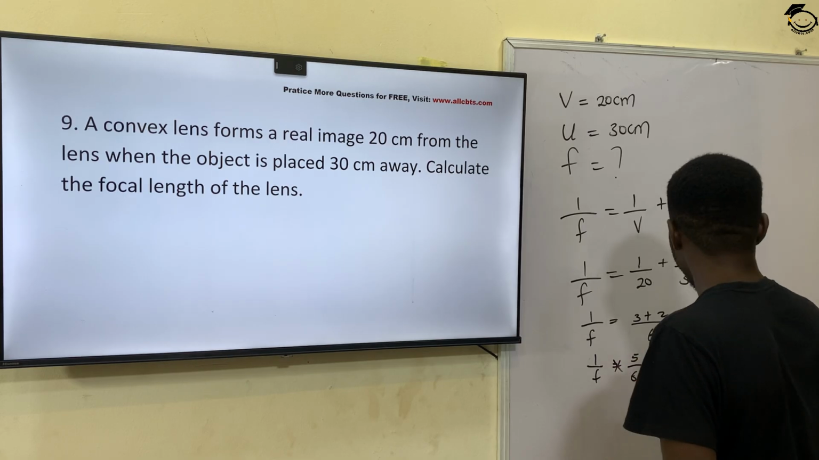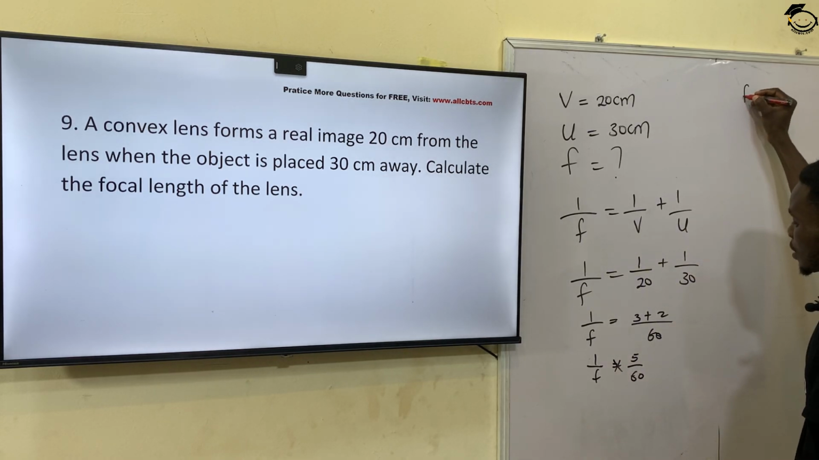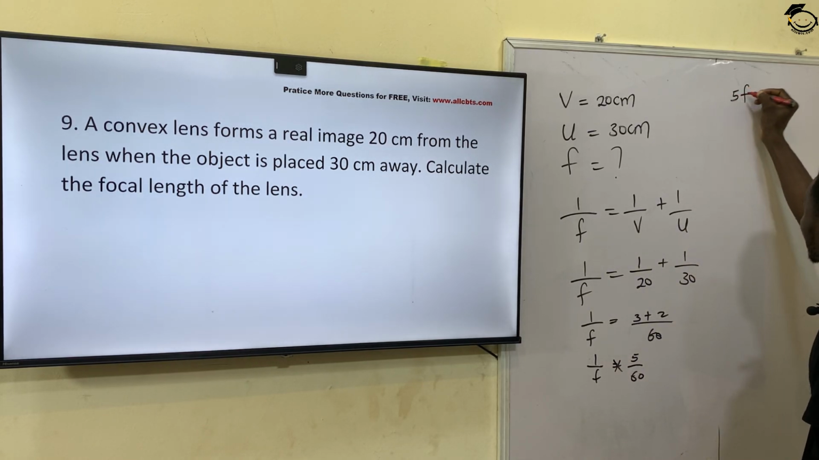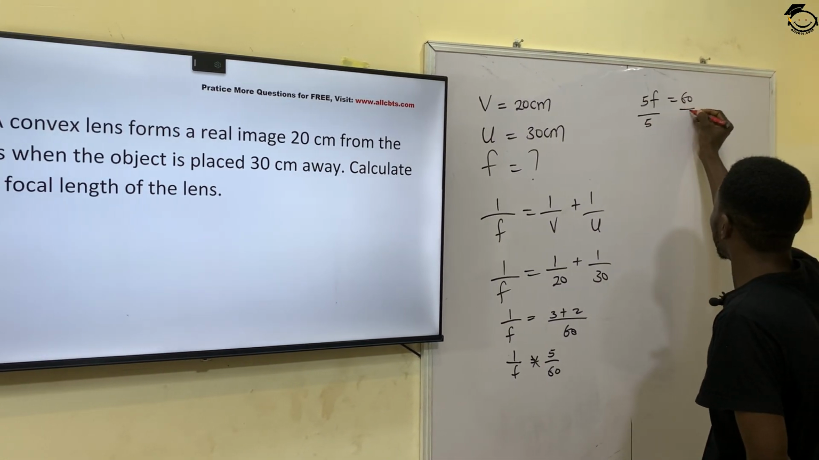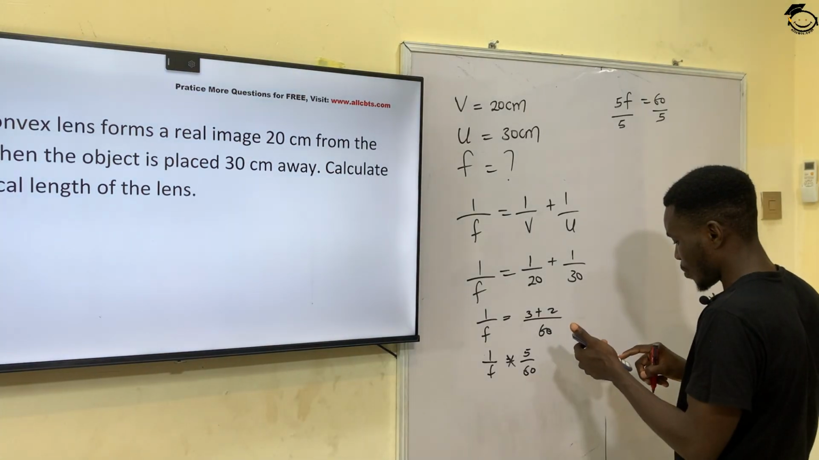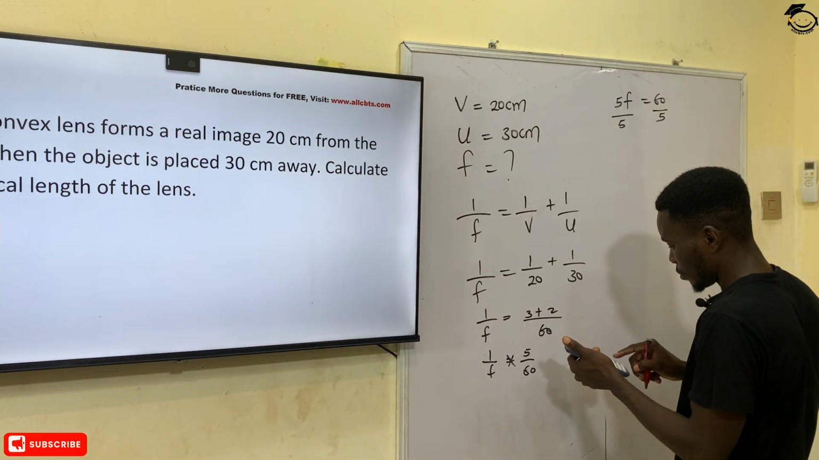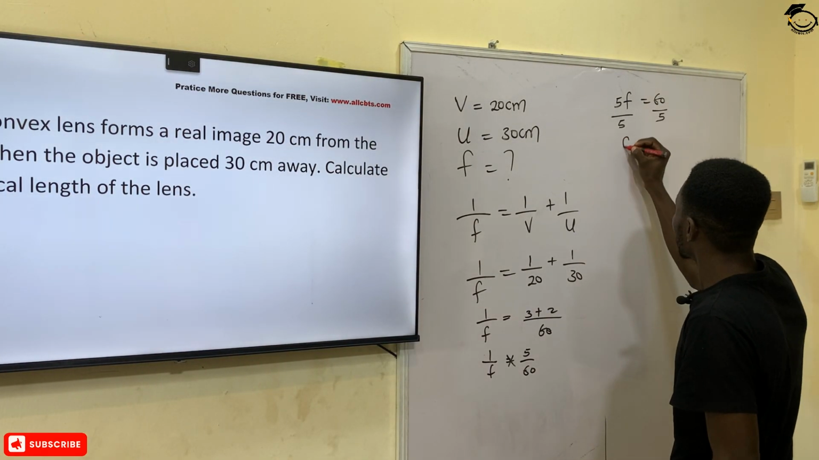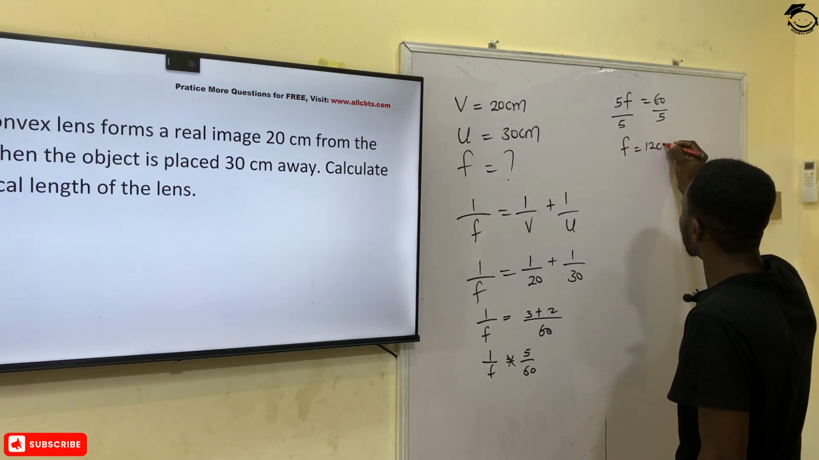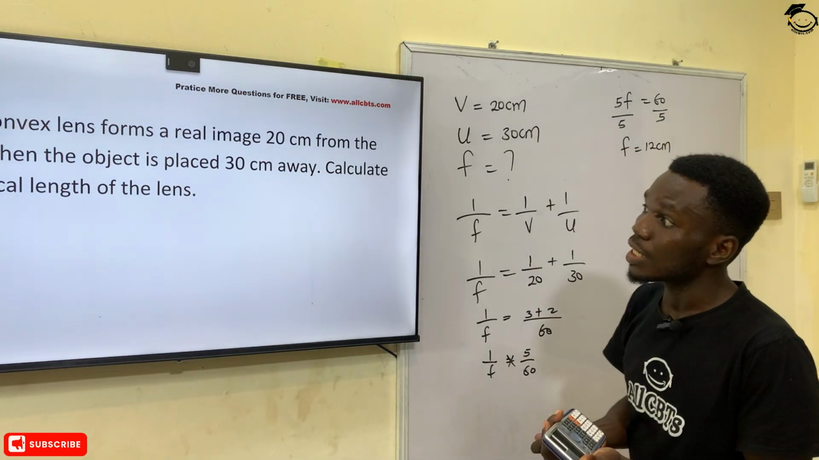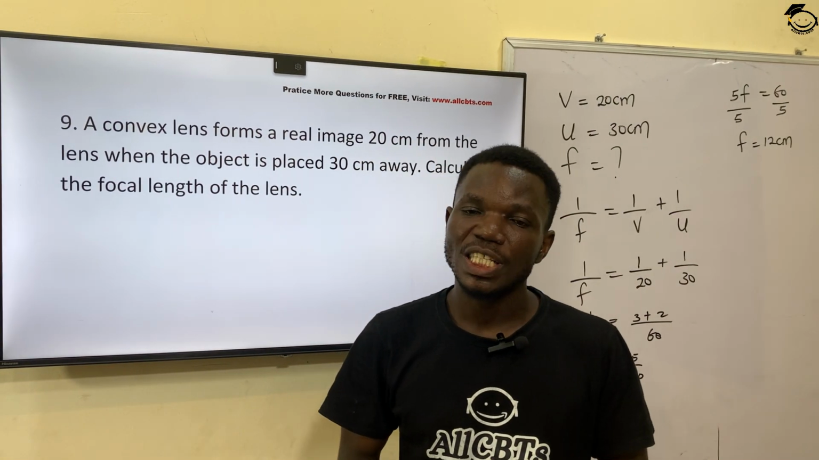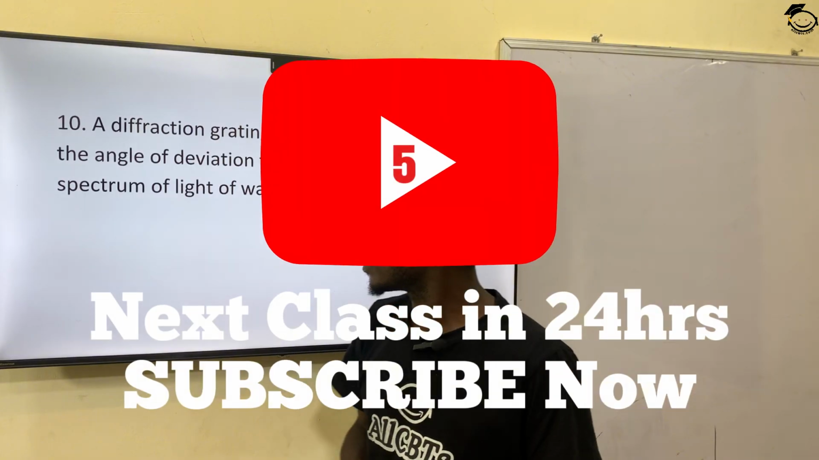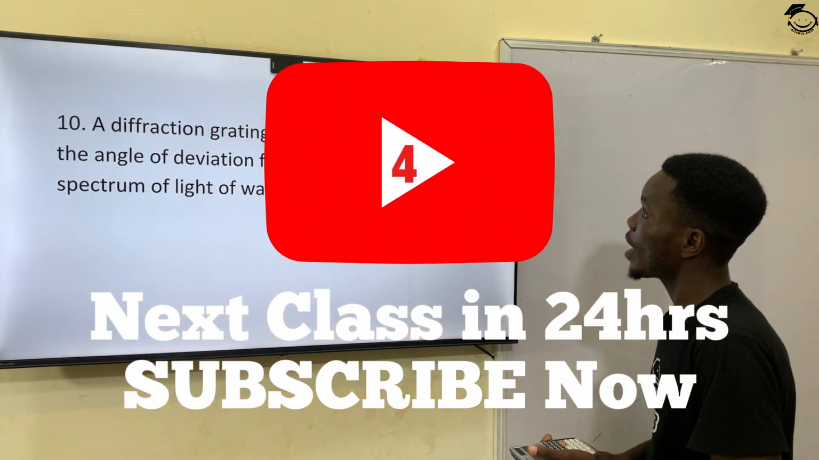So if I cross multiply, 5 times focal length is equal to 60. Divide both sides by 5. So I have 60 divided by 5, which means that my focal length is equal to 12 centimeters. So the focal length of this lens is going to be 12 centimeters.